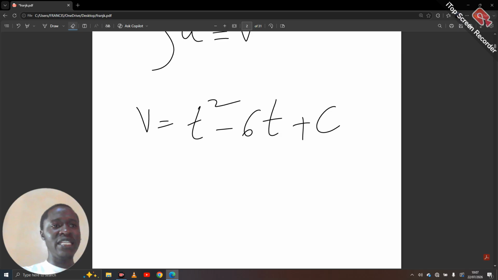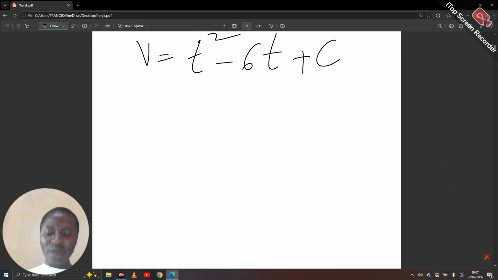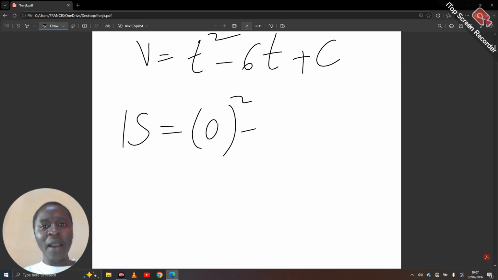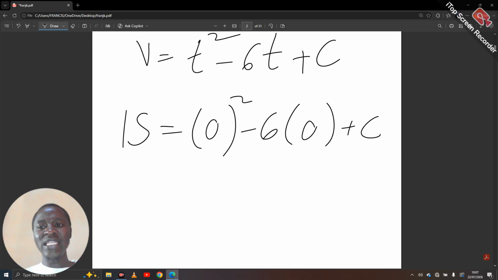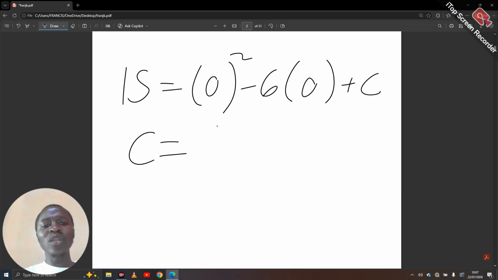That one is after integrating. This is what we get. Now remember, the initial velocity has been given, and that initial velocity is 15. And that word itself, initial, symbolizes something: that time is 0. Now, substitute. So velocity, which is 15, equals, remember initial has appeared there, that means that time, whatever the t that is there, is 0. So 0 squared minus 6 into 0 plus c. That means our constant will be 15.